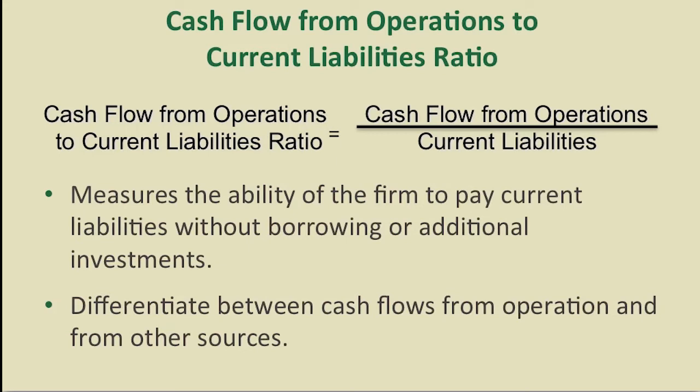The importance and the difference between this ratio and the quick ratio and current ratio is that this ratio focuses on the cash flow from operations generated from the inside of the firm. It differentiates between cash flow from operations and from other sources, for example, borrowing. So if you have some concern about to what extent your current assets or quick assets can be converted into cash and be used to pay off the current liabilities, this ratio can alleviate that concern because the numerator of this ratio is just the direct operating cash flow from this firm.